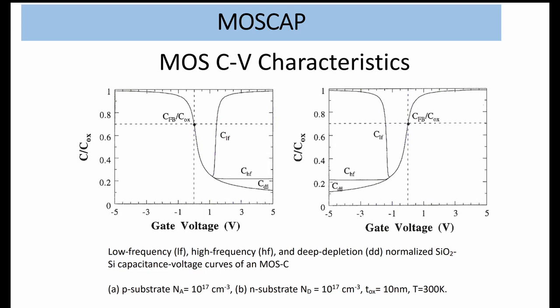Now, what basically is a MOSCAP? MOSCAP stands for metal oxide semiconductor capacitor. So why is it different from the capacitor that we use? In a parallel plate capacitor, how does it look like?